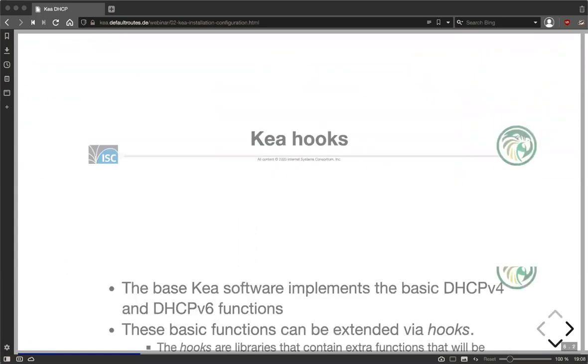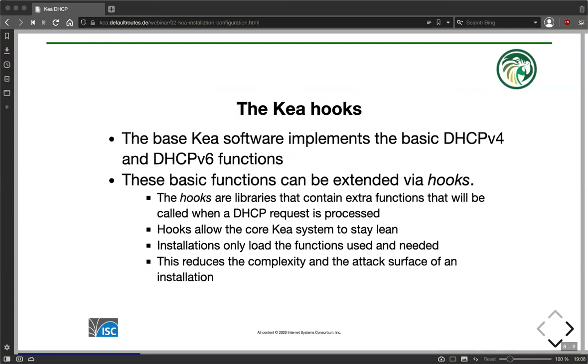So we already talked about the hooks. The Kea base software implements the basic DHCPv4 and v6 functions. And that might be all you need. However, if you need more, you can extend this basic function through hooks. And they are called hooks because they hook into parts of the DHCP engine and can change the decisions of the DHCP server, or can even change the packets being generated by the DHCP server, in certain access points where the packets go through the server's software.